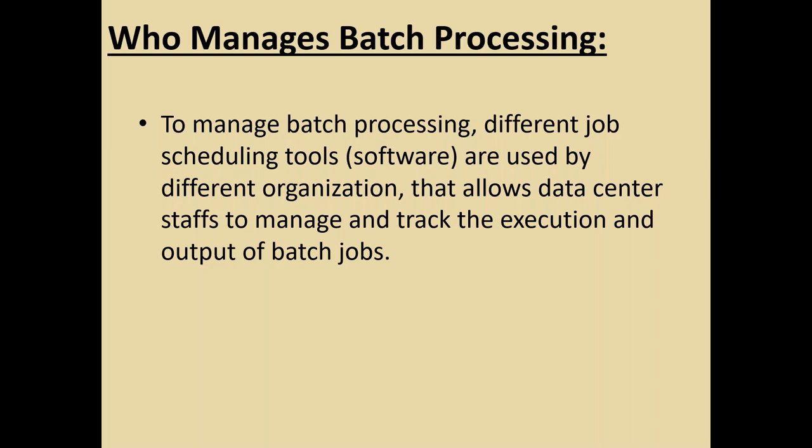Okay, so in this point, I'm trying to explain what Control M is. To manage batch processing, different job scheduling tools are used by different organizations that allow data center staff to manage and track the execution and output of the batch jobs. Using these tools, we are tracking job executions and we can also see the output of a job, in which step the job has failed, in detail.